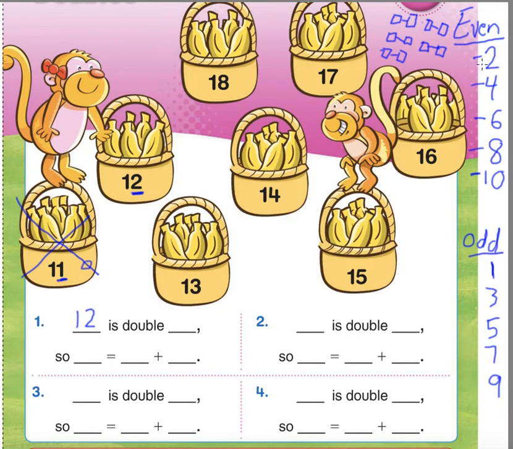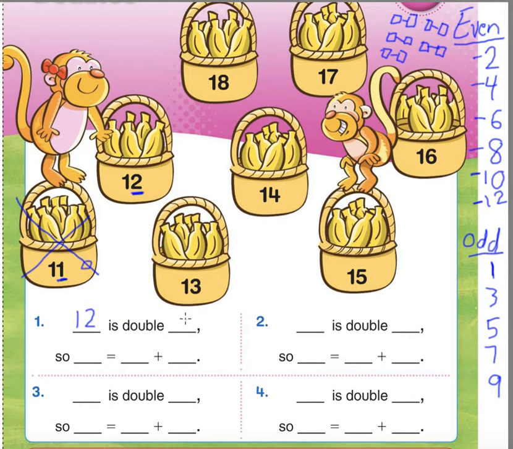1 plus 1 is 2. 2 plus 2 is 4. 3 plus 3 is 6. 4 plus 4 is 8. 5 plus 5 is 10. 6 plus 6 is... What's 6 plus 6? You know what? 6 plus 6 is 12. And so that's going to get added to our even list, 12.